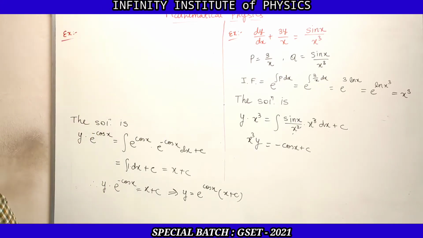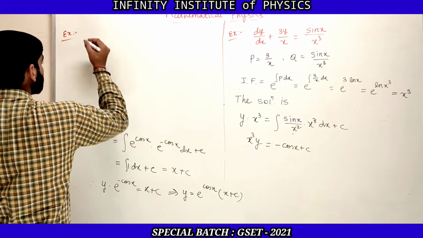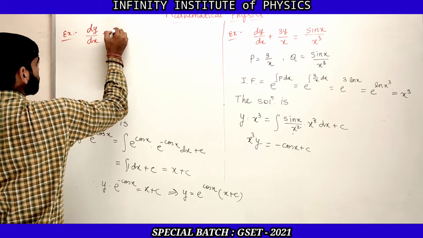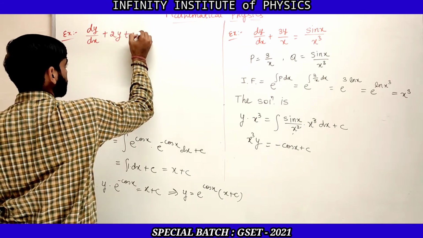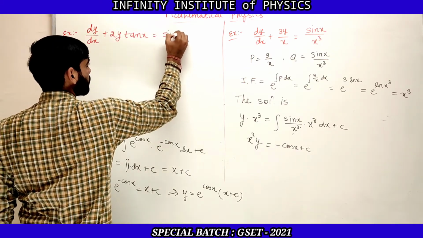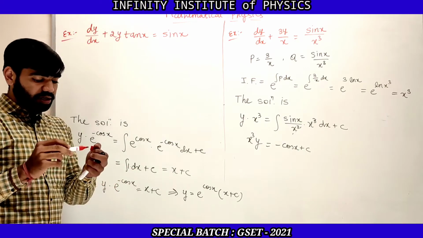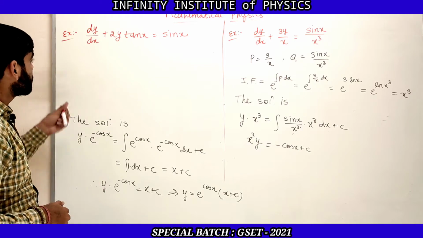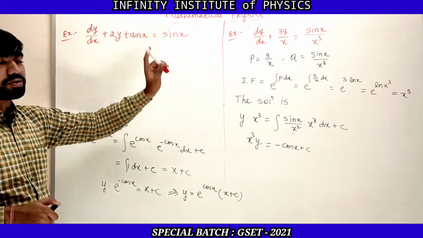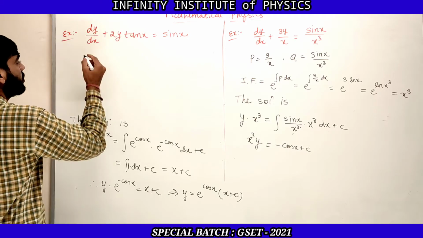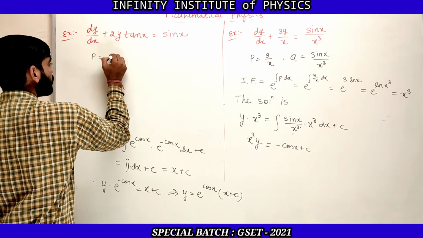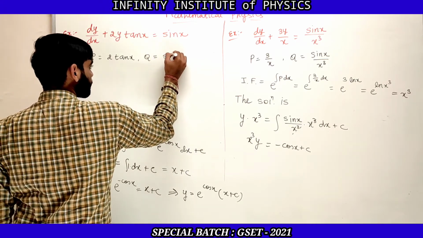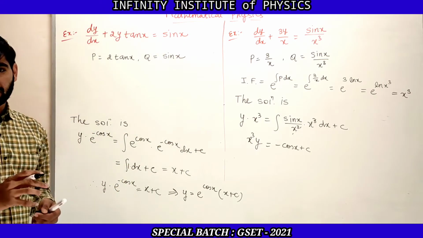So the next example is dy by dx plus 2y tan x is equal to sin x. Again, this is in the form of dy by dx plus py is equal to q. Dy by dx plus 2y tan x is equal to sin x. So where p is equal to 2 tan x, and q is equal to sin x.